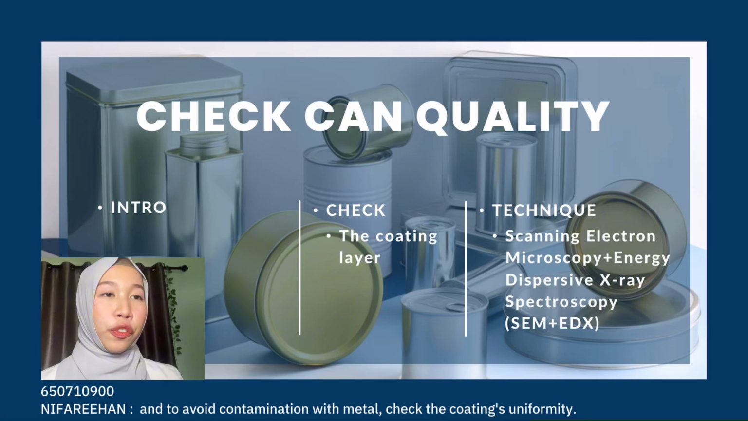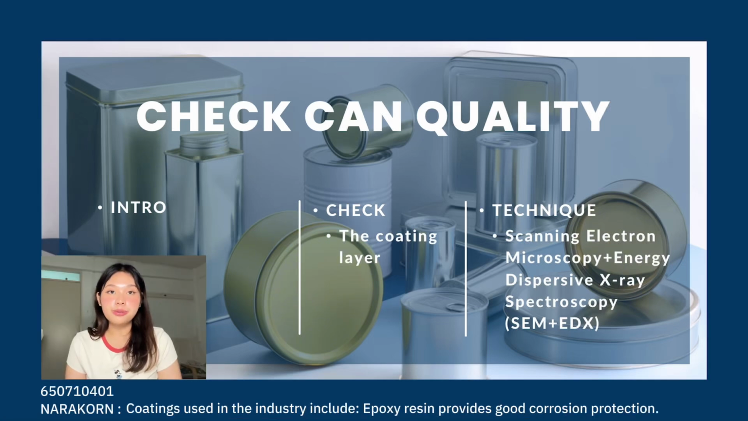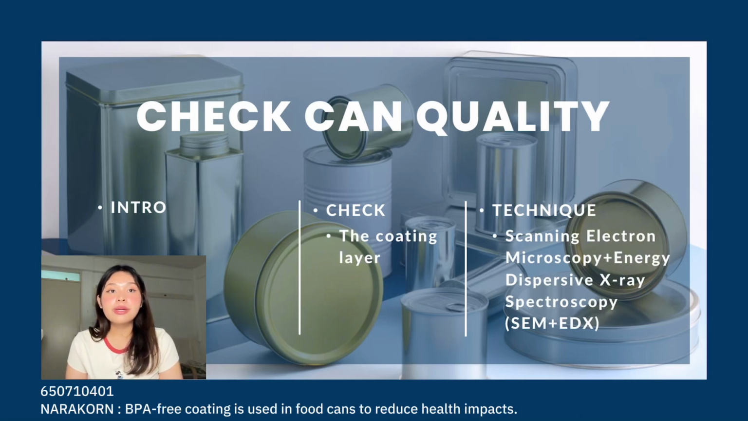coating uniformity. Industry coatings include epoxy resin, which provides good corrosion protection. Acrylic and polyester coatings are used in cans that require clear coatings. BPA-free coatings are used in food cans to reduce health impact.